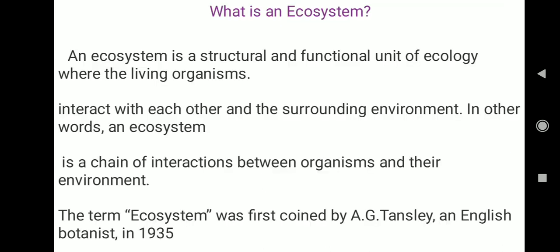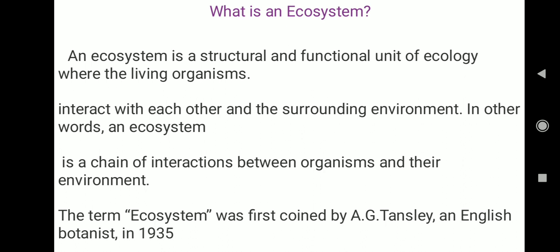Today, our topic is ecosystem. Do you know what is ecosystem? An ecosystem is a structural and functional unit of ecology where the living organisms interact with each other and the surrounding environment. In other words, it is called as ecosystem. It is a chain of interactions between organisms and their environment.